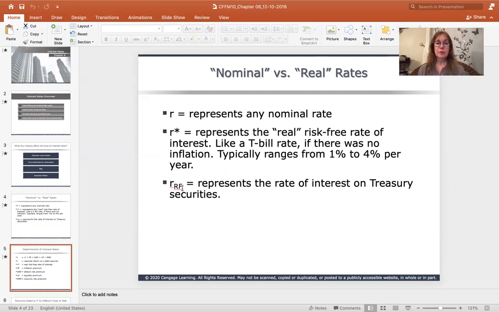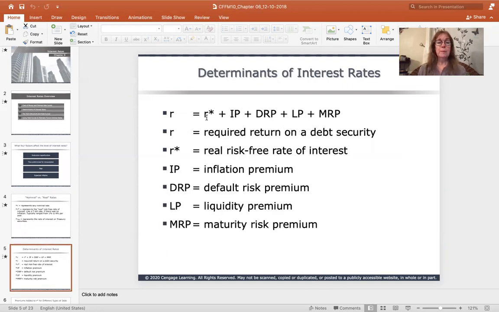Okay, let's go back to this formula. So the nominal interest rate on bonds equals R star, the real risk-free rate of interest, plus the inflation premium, plus a default risk premium, plus a liquidity premium, and plus a maturity risk premium.